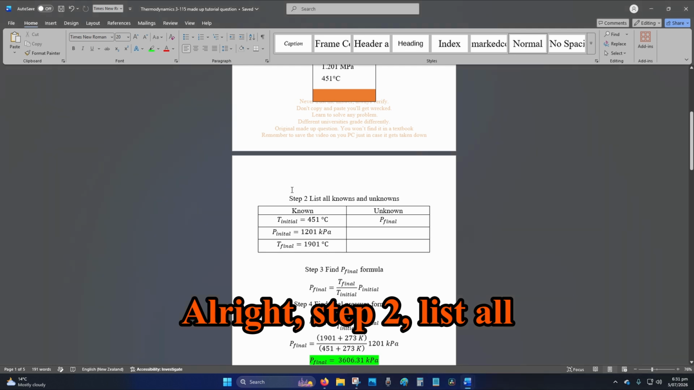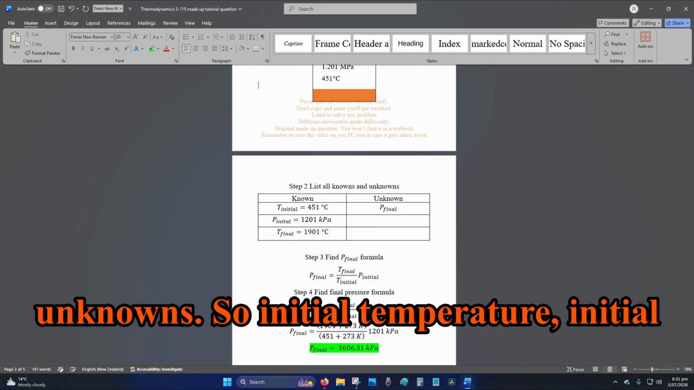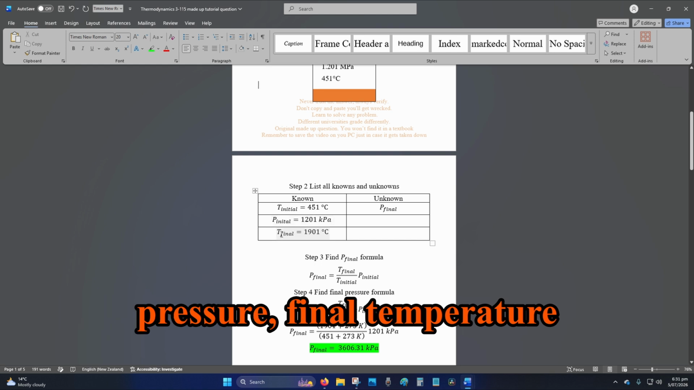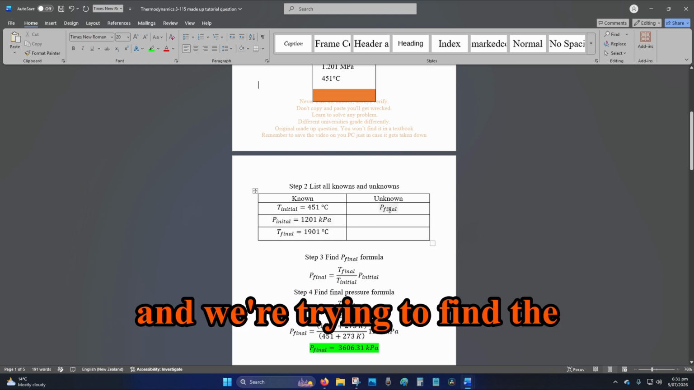Alright, step 2, list all the given variables, find the unknowns. So initial temperature, initial pressure, final temperature, and we're trying to find the final pressure.